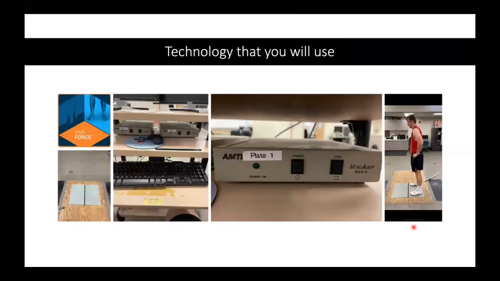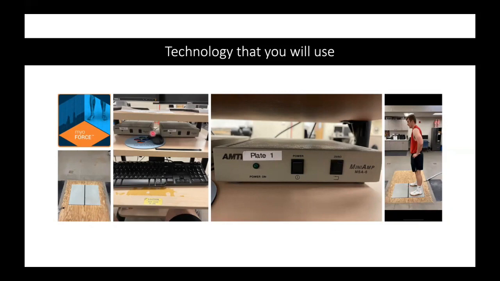Okay, so this is what all the technology that you are going to use looks like when you go into the lab, just to give you an idea of what to look for when you get in there. Again, we have the MyoForce software. These are the force plates. As you see, there's two of them, force plate 1 and 2. For this study, as you can see with the participant here, we're only concerned with one force plate since we're just looking at jump height and reactive strength index.